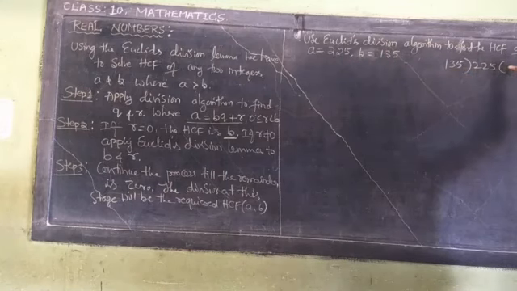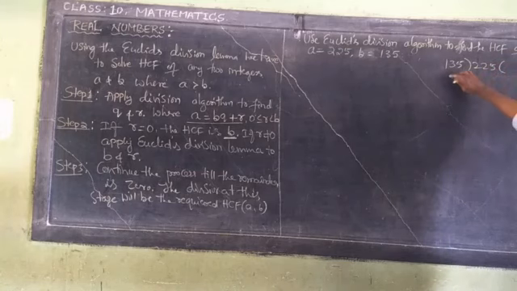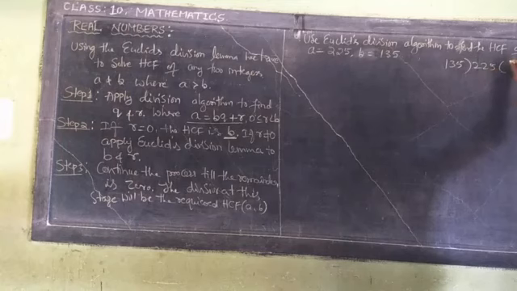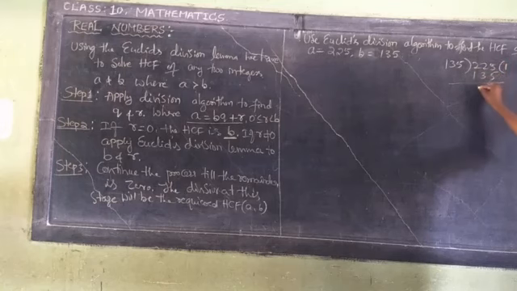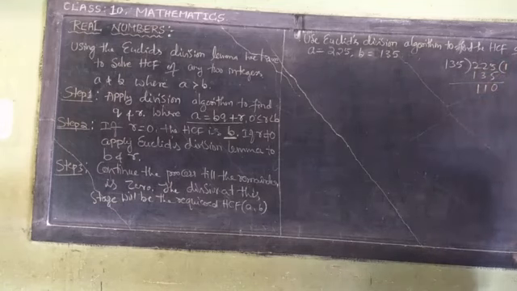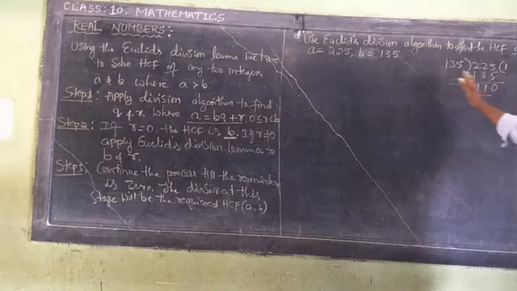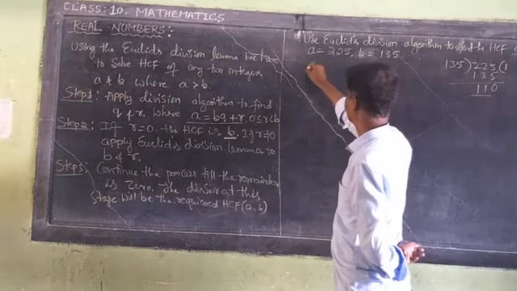135 twos is more than 225, so we take 135 once. 5 minus 5 is 0, 2 minus 3, borrow 1, 12 minus 3 is 9... the remainder is 90 here. Remainder is 90.